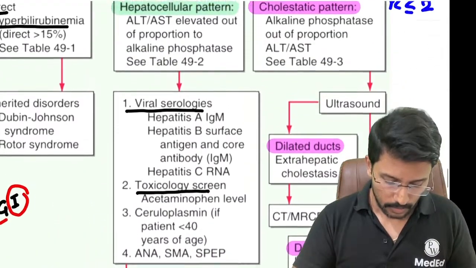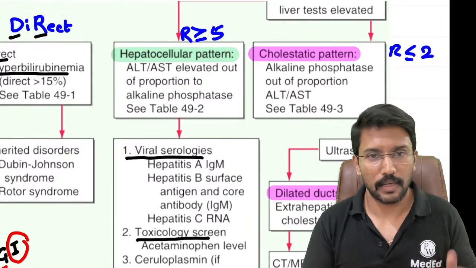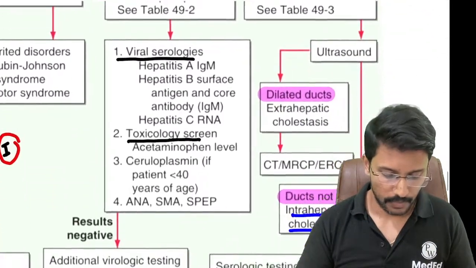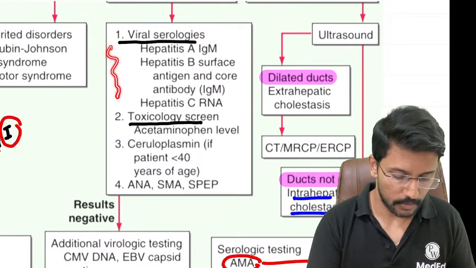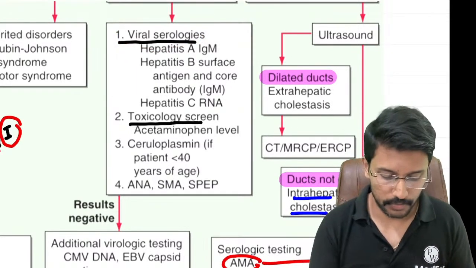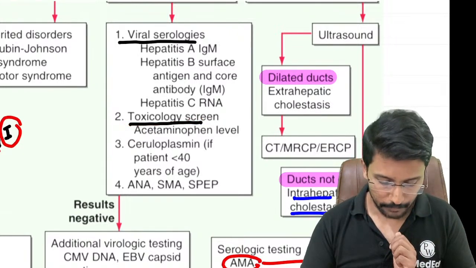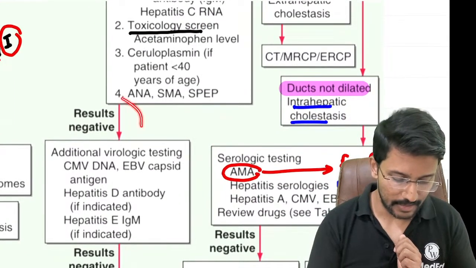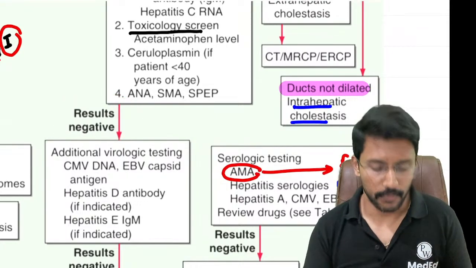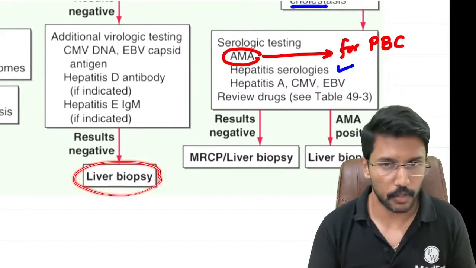Okay. Now, if I have encountered a hepatocellular pattern where the R value was more than 5, then whether it is an acute case or even a chronic case, I might have to do the viral serology to rule out viral hepatitis. I might have to take the history of exposure to hepatotoxic drugs. If all of these turn out to be negative, then we go for more advanced investigations. The last end result is always the liver biopsy.